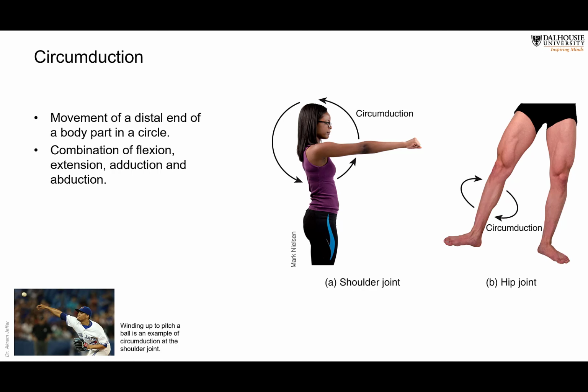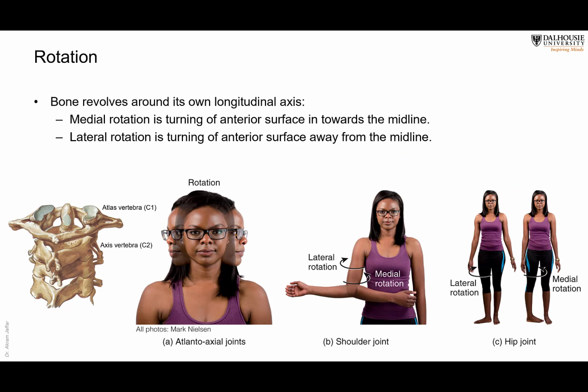Circumduction is not a movement by itself, but a combination of 4 consecutive movements. It's different from rotation. This is rotation here, medial and lateral rotation at the shoulder and at the hip. As I said, there's another rotation I would like to draw your attention to, between the first cervical vertebra, which is called the atlas vertebra. Remember, we said that there's the atlanto-occipital joint, which is between the condyles of the occipital bone and the atlas. This is the joint that we use when we say yes.